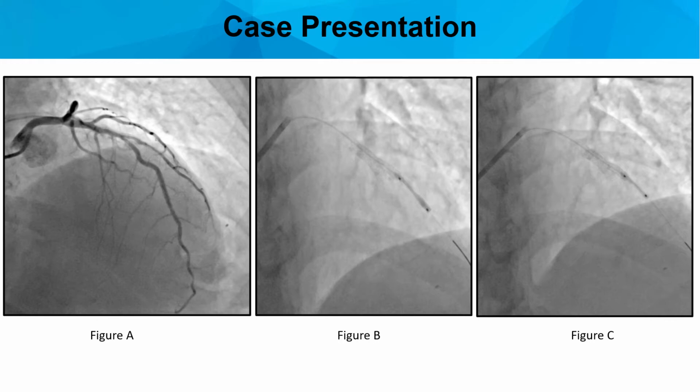As shown in Figure B, balloon angioplasty was performed of the lesion in the second diagonal artery with a 2.5 mm non-compliant balloon inflated at 20 atmospheres of pressure, and as shown, the balloon would not fully expand. As shown in Figure C, further balloon angioplasty was performed with a 2.5 mm cutting balloon, and once again, the balloon would not fully expand.